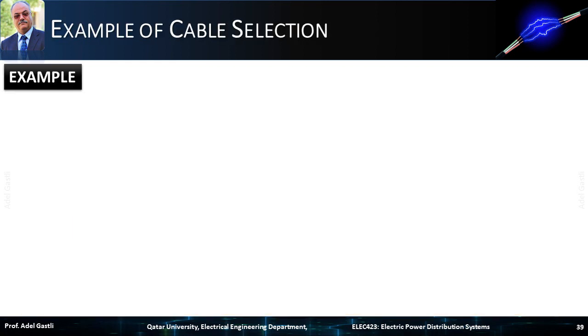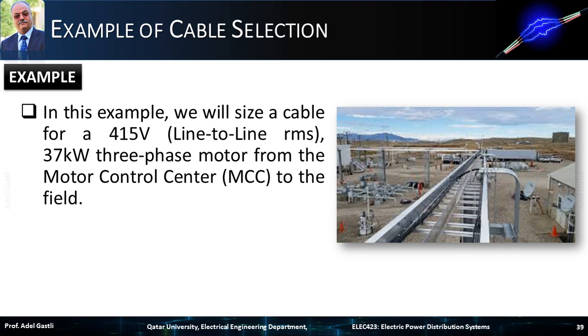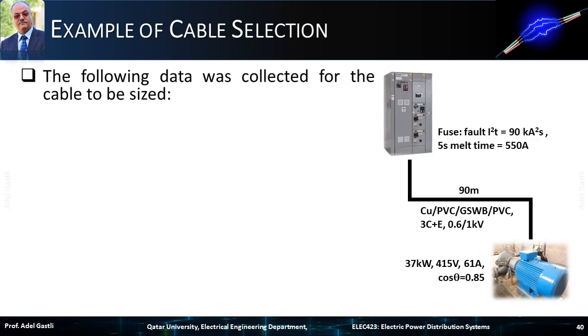Let's consider a practical example. In this example, we will size a cable for a 415 volts, line-to-line RMS, 37 kilowatts three-phase motor, from the motor control center to the field. We want to find what is the minimum size of the cable based on short circuit temperature rise. The following data was collected for the cable to be sized.